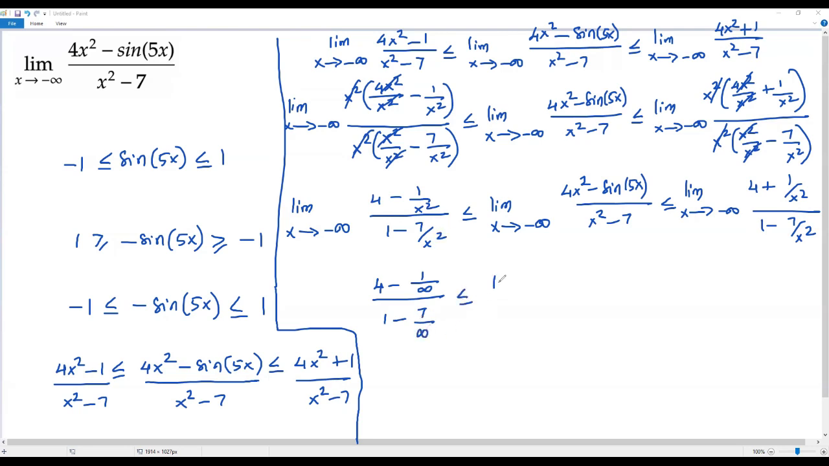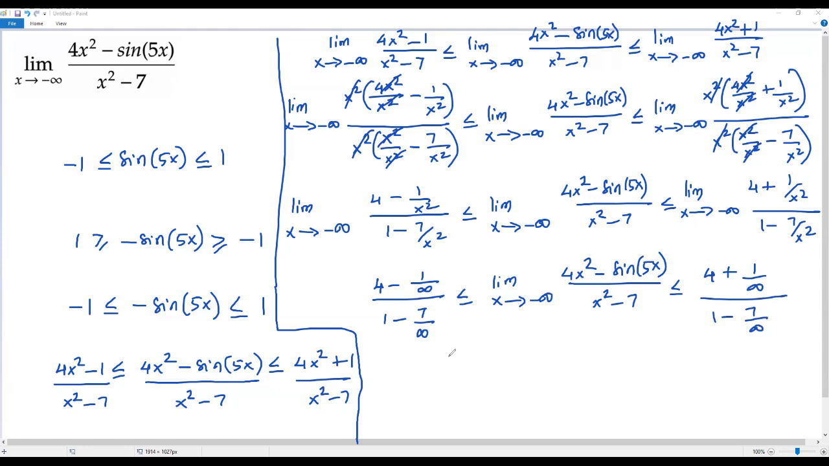So less than or equal to limit x tends to negative infinity of (4x square minus sine of 5x) over (x square minus 7), less than or equal to, so again the same thing, I have to plug in negative infinity for this x. Then when it is squared, it will become a very large positive value, that is positive infinity: 4 plus 1 over infinity divided by 1 minus 7 over infinity.